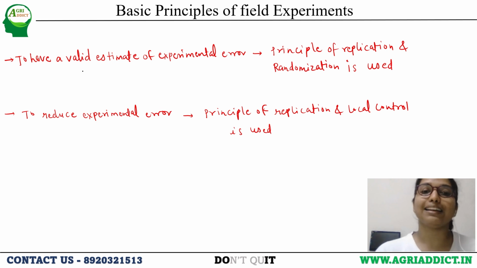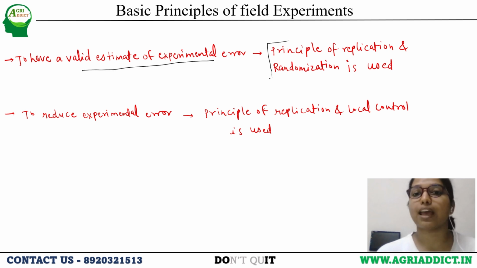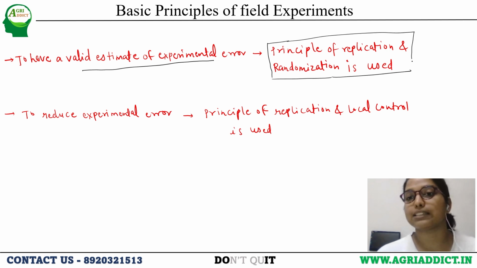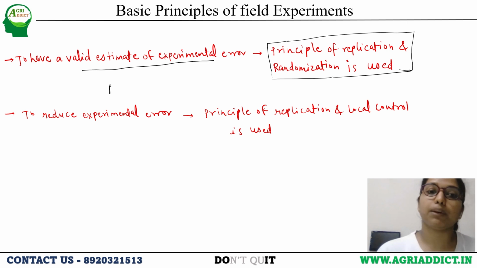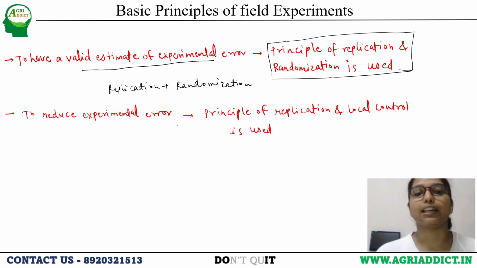So to have a valid estimate of experimental error, the principles of replication and randomization are used. This is very important. This can be asked: to get a valid estimate of experimental error, what are the two principles which are used? It will be replication plus randomization. This can be directly asked in JRF kind of examination.